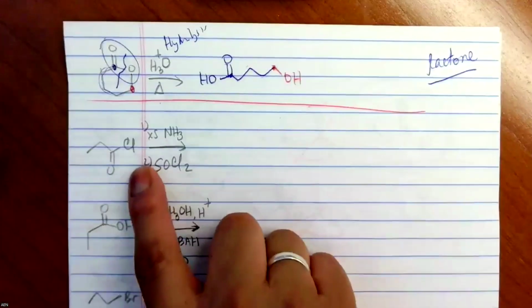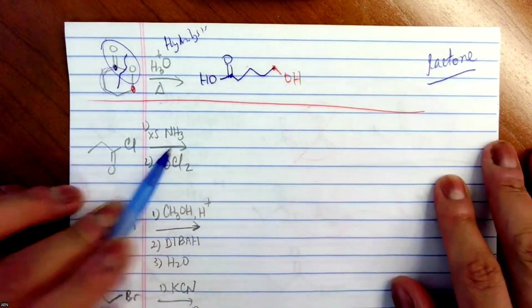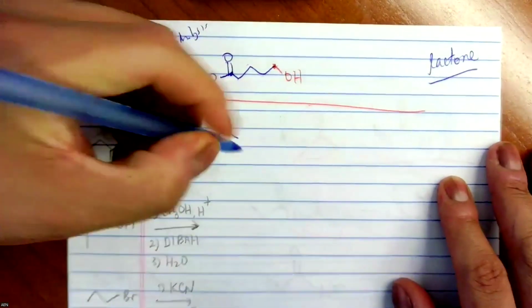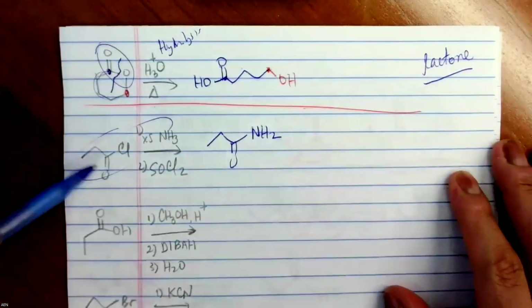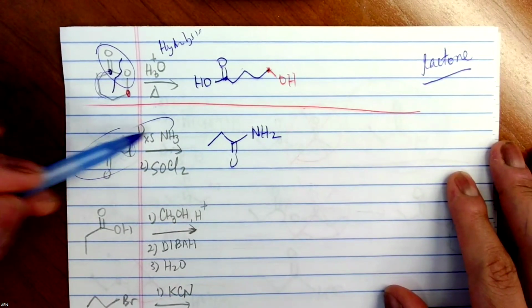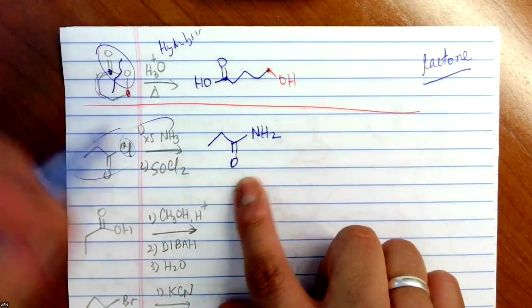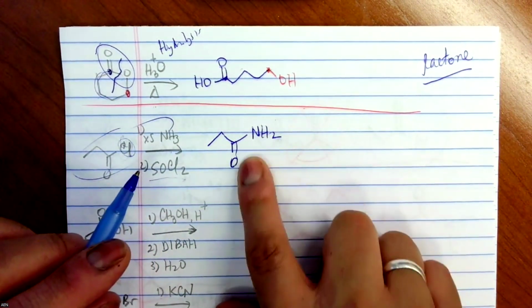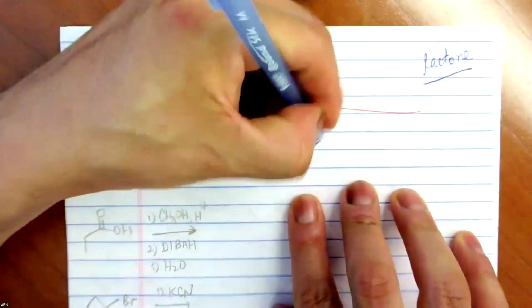So next one, acid halide with excess ammonia. That gives me amide, right? Great. Amide, right? The Cl gets substituted, the NH2 comes in. Now this amide is treated with SOCl2. That's the dehydration of the amide. Dehydration means I'm losing the water. So I will have a nitrile.